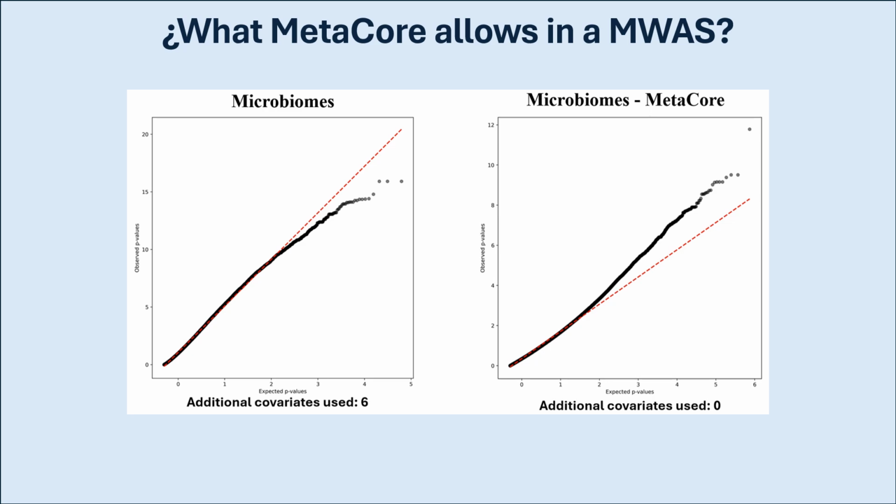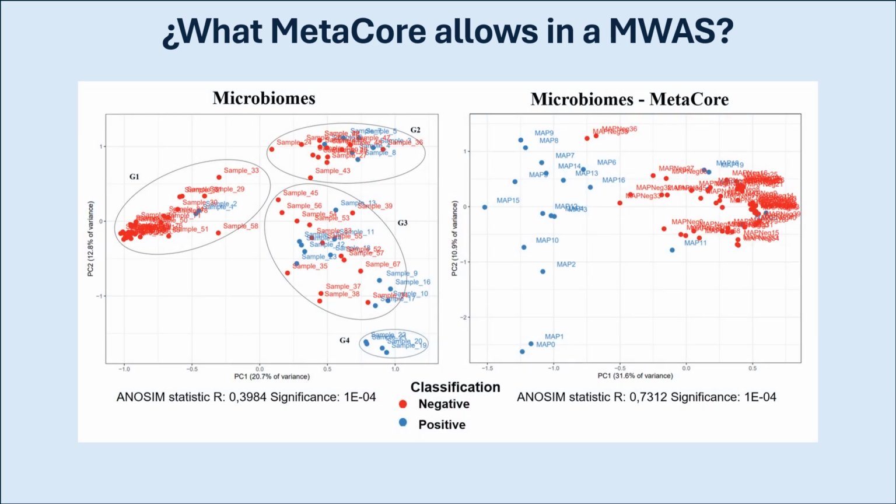Finally, in the form of the Bray-Curtis diversity metric, the use of MetaCore results in a better separation of the groups, as seen by the PCA plots and the ANOSIM statistic, which in the case of the MetaCore strategy is closer to 1 than when all the information in the microbiomes was used.